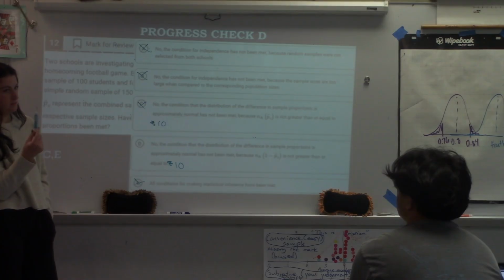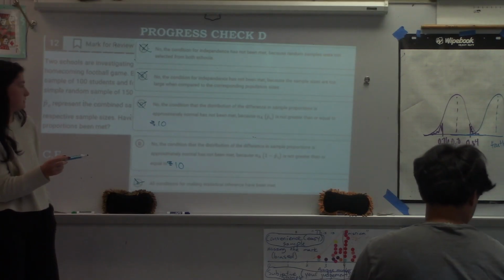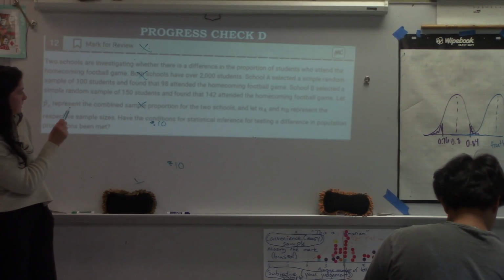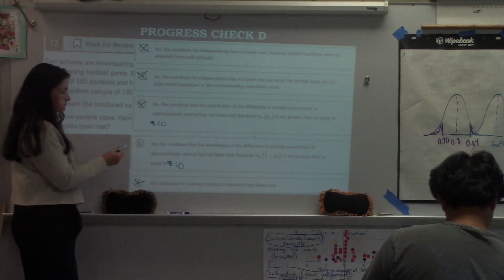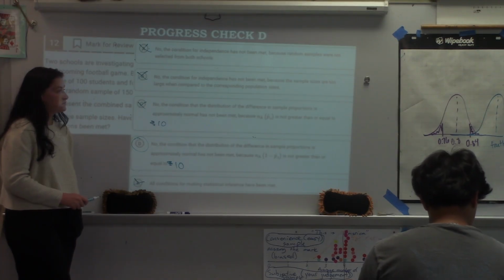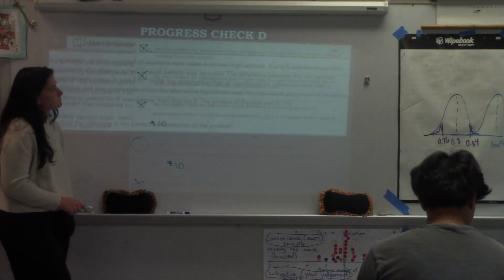But we do know that 1 minus our combined proportion is not greater than or equal to 10, right? Because we have, go back to our numbers. Technically, you would have to go through all the work to do it, but A, B, and E are all out. C is definitely not the problem, it's the complement that would be the problem.